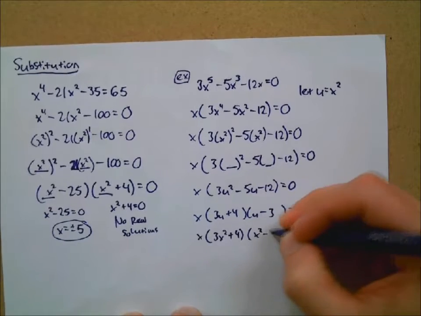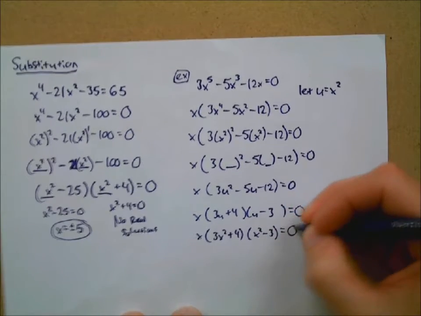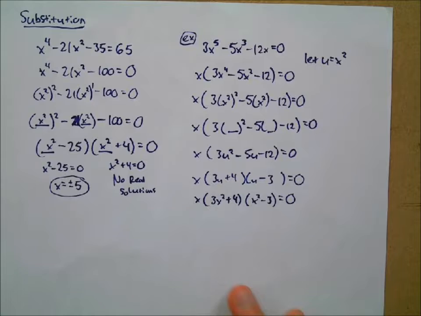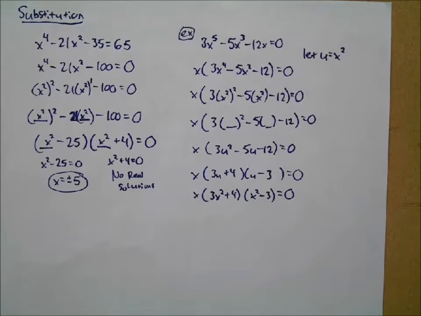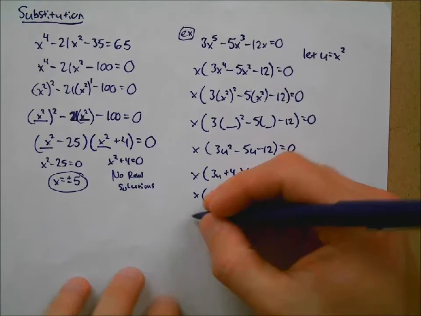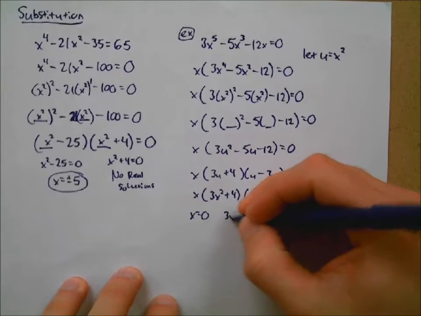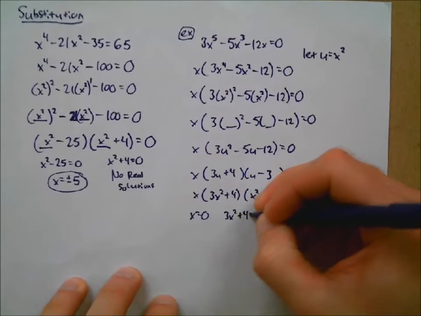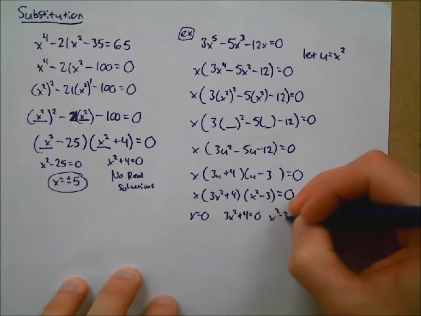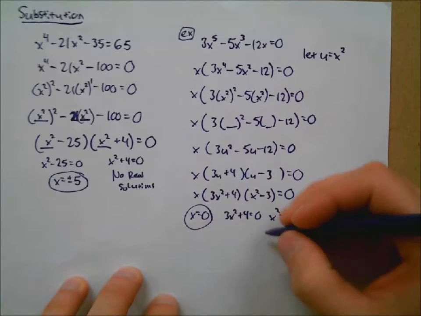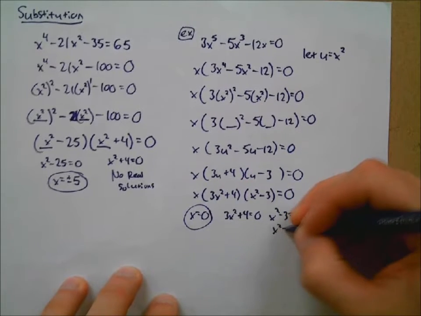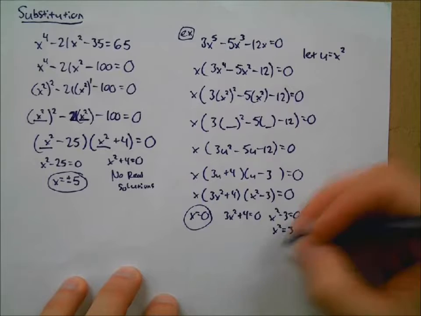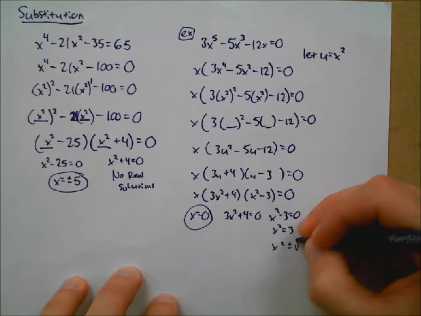Or again, you can completely ignore using the u at all and just factor it as you want. And now we'll set each one of those things equal to 0. So x is 0, 3x squared plus 4 equals 0, x squared minus 3 equals 0. Already have a solution there, and then we'll say x squared equals 3. So x equals plus or minus the square root of 3 for that.